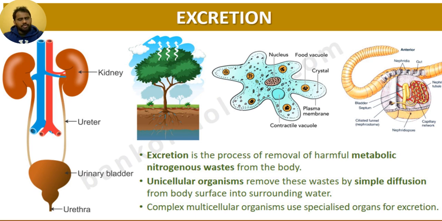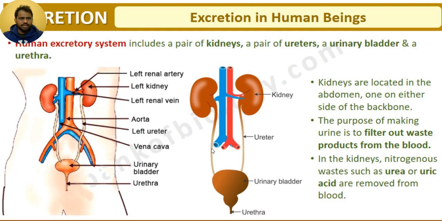Excretion is the process of removal of harmful metabolic nitrogenous wastes from the body. Unicellular organisms remove this waste by simple diffusion from body surface into surrounding water. Complex multicellular organisms use specialized organs for excretion. Now let us see. The human excretory system constitutes a pair of kidneys, as I said, a pair of ureters, a urinary bladder, and a urethra.